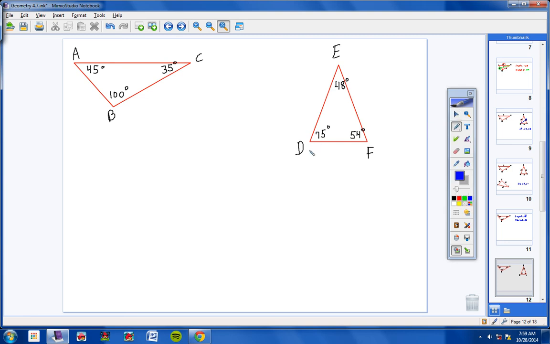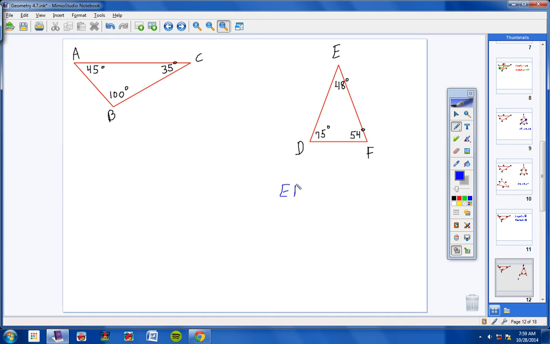And here we go. Okay, we're gonna list the sides out from longest to shortest. So we're gonna start off with the longest side first. So we're gonna find the biggest angle. There it is. Go straight across. So the longest side would be EF.